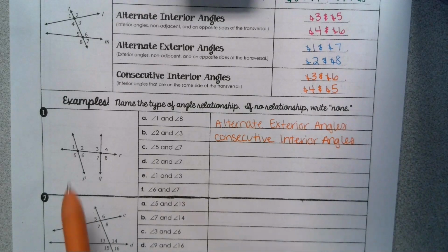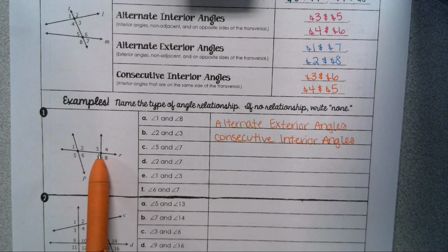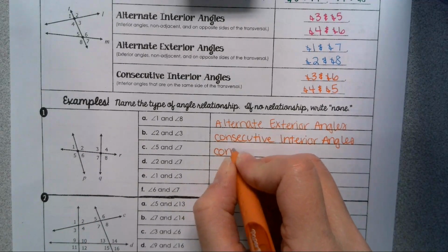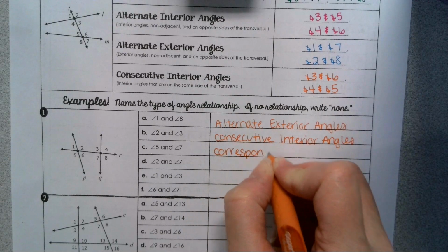Five and 7. 5 is down here, and 7 is here. They're on the same side of the transversal, but 5 is not on the inside, so they can't be consecutive interior angles. So the only other angle pair that can be on the same side of the transversal is corresponding angles. 5 is in the bottom left of this angle cluster, and 7 is in the bottom left of this angle cluster. So those are corresponding angles. They're in the same position.